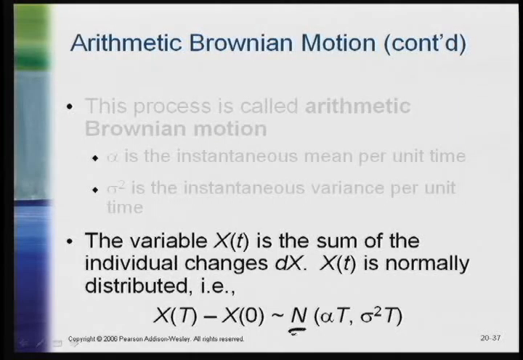That's what that says. And then secondly, what's the mean? Well, the mean of a sum of normal variables is the sum of the means. So instead of having alpha dt, if we add up a number of alpha dt's, we get alpha times the total time interval. Similarly, what's the variance of a sum of normals? Well, we're assuming independence because the dz's are independent. If we have independent normals, the variance of a sum is the sum of the variances. And once again, we get the sigma squared dt.